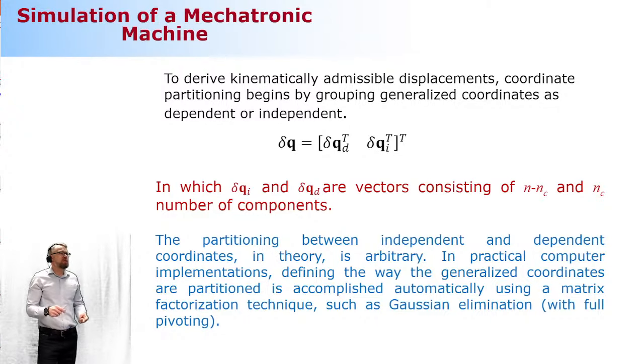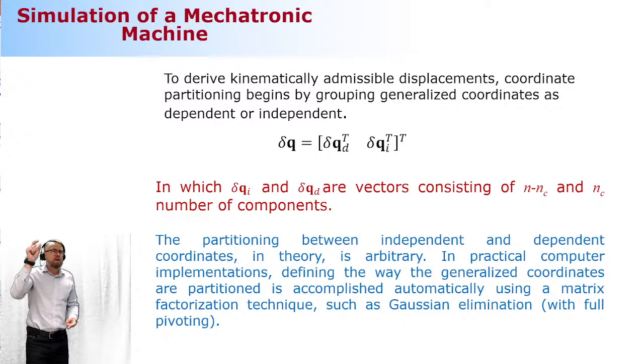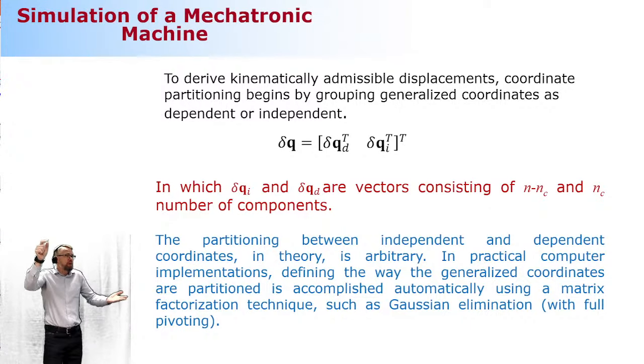Now, what if I select 1 generalized coordinate to be my degree of freedom? Because degrees of freedom can be actuated any way I want. I just select 1 to be the representative of my degrees of freedom, and I'm moving that. And the rest I'm forcing to follow the constraints. This will be my way to accomplish a kinematically admissible displacement.